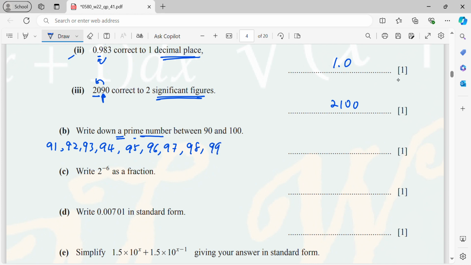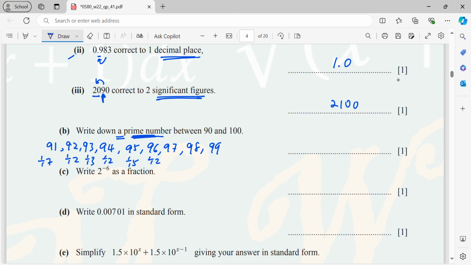Okay, a prime number is defined as a number that has only factors of 1 and itself. It means that it can only be divided by 1 or itself. But 91 can be divided by 7. Okay, 92, whenever the last digit is an even number, that means it can be divided by 2. So that means 94 and 96 can be divided by 2. Now, 93 can be divided by 3. 95, since the last digit is 5, it will be divided by 5.